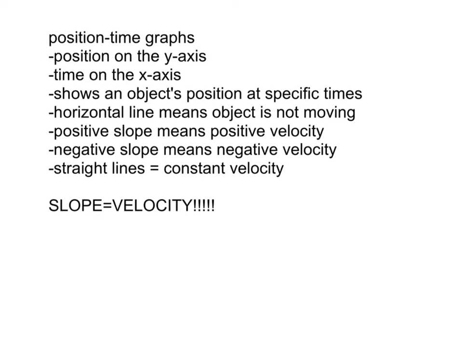A position time graph will show position on the y-axis, time on the x-axis. And instead of writing out position time every time, we can just call them xt. It's going to show an object's position at specific times.